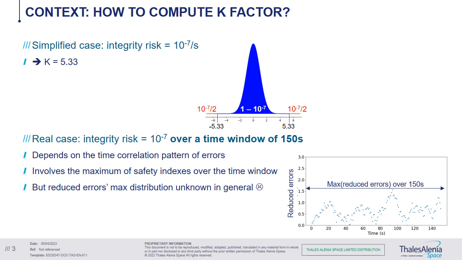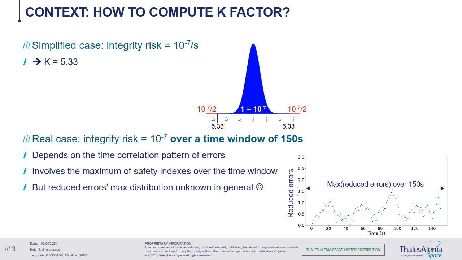Unfortunately, in practice, integrity risk is not defined over 1 second, but over a time window like 150 seconds or 1 hour, that is a duration of an approach. This definition is tricky, because it involves the autocorrelation of error with time.